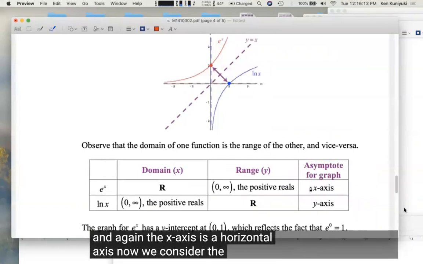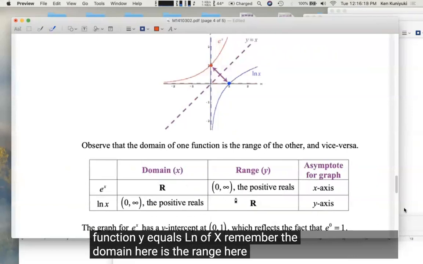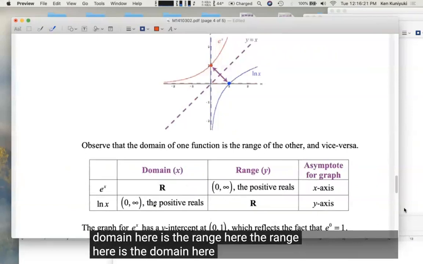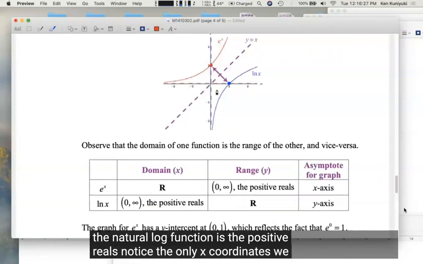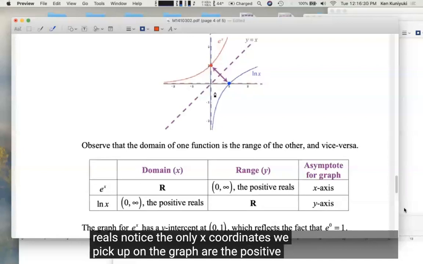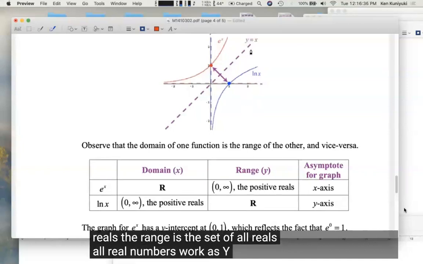Now, when we consider the inverse function, y equals ln of x, remember, the domain here is the range here, the range here is the domain here. The domain for the natural log function is the positive reals. Notice the only x coordinates we pick up on the graph are the positive reals. The range is the set of all reals. All real numbers work as y coordinates.